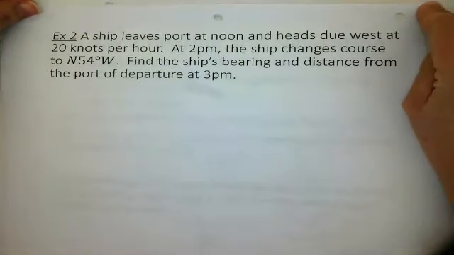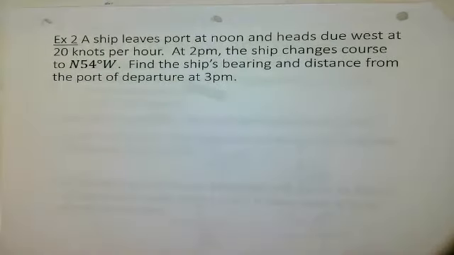All right, let's see. Example 2. Again, if you need to pause the video to copy down the question, feel free. A ship leaves port at noon and heads due west at 20 knots per hour. Knots are just nautical miles per hour. At 2 p.m., the ship changes course to north 54 degrees west. Find the ship's bearing and distance from the port of departure.